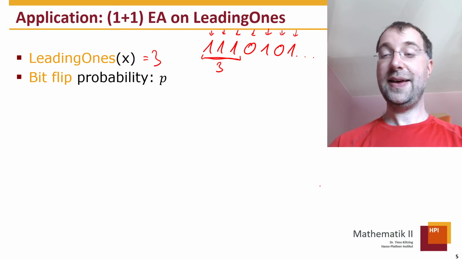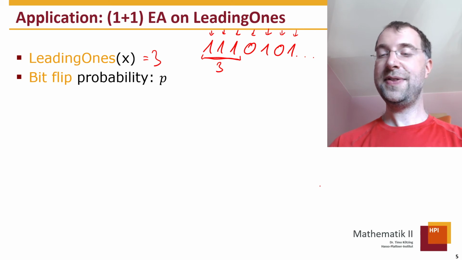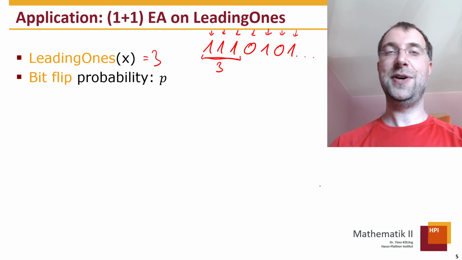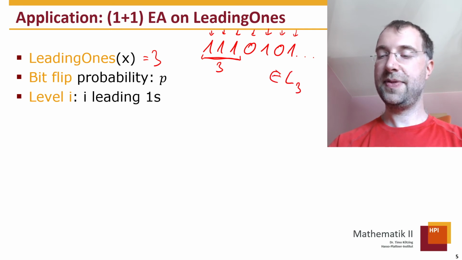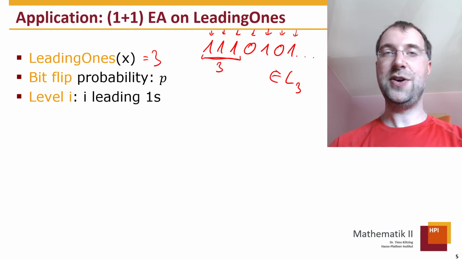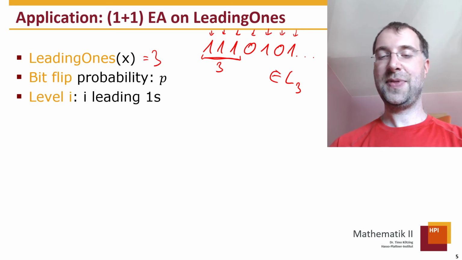So how can we analyze this algorithm now? Well, with our fitness level method. So we need to say what our fitness levels are. Level i has i leading 1s, so it contains all the bit strings with i leading 1s. So this would be in level 3, like this. And of course, all other bits would also be level 3. And then the optimum would be the sole bit string with n leading 1s, so with exactly n ones, and would be in level n, and nothing else would be in level n.